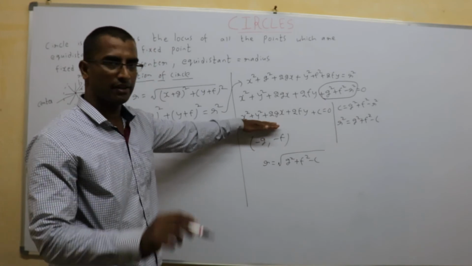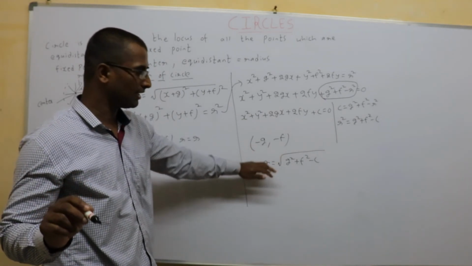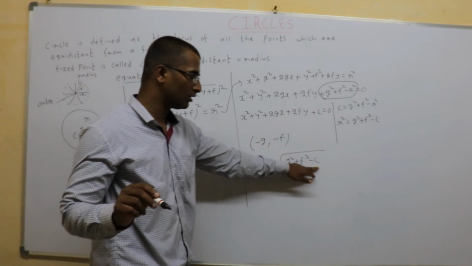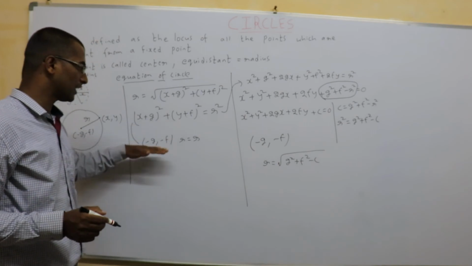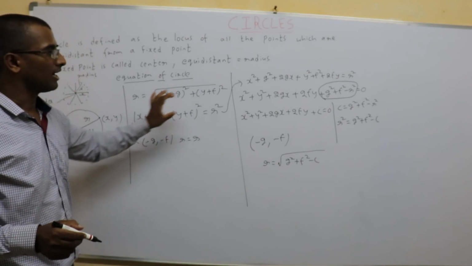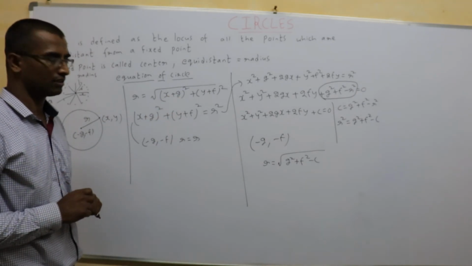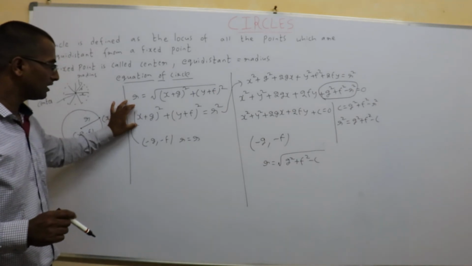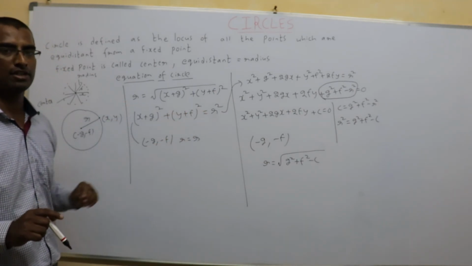In this form, if the equation is given, minus g, minus f will be the center, and to calculate the radius you need to use this formula. If it is given in this way, you directly get the center and radius. These are two different forms of a circle. Understood, right? From the length, only length equal to r, using that only we get the equation of the circle.